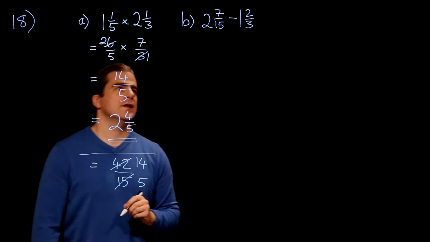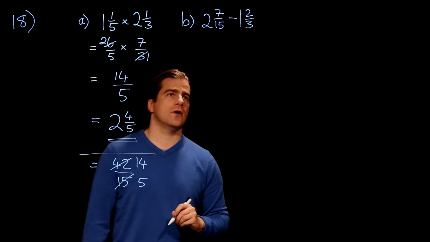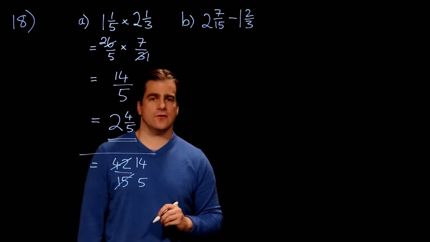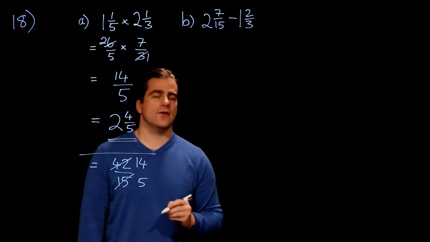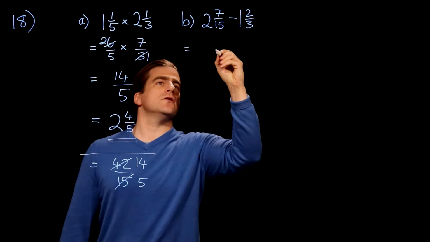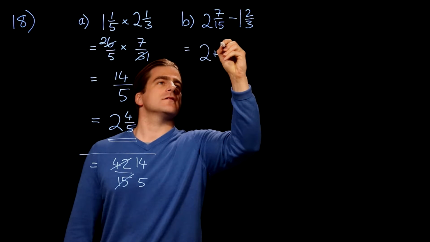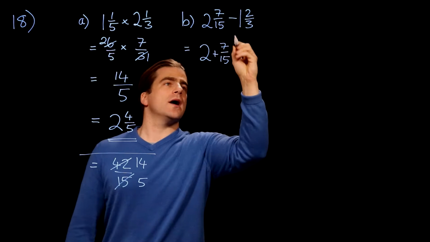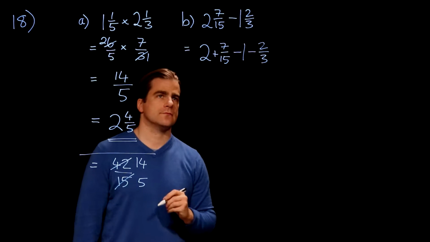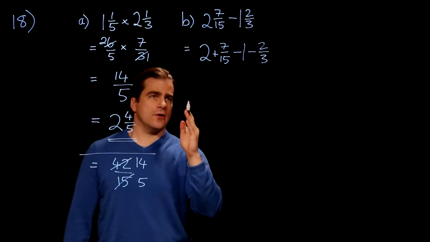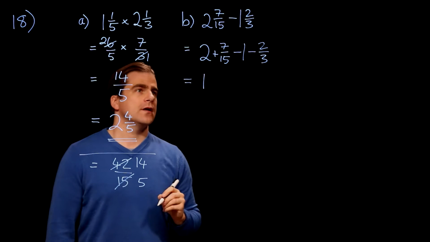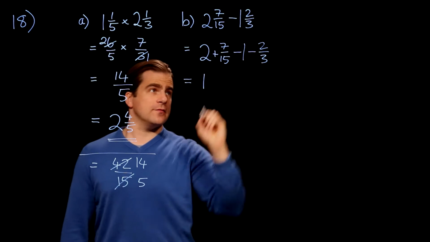Okay, B. 2 7/15 minus 1 2/3. Right. I'm going to show you 2 ways of doing this, and you pick your favourite. The first way is like so. You split it up like this. That is equal to 2 plus 7/15 minus 1 minus 2/3. And you now look at the big numbers and do 2 minus 1 is 1, and we're left with 7/15 minus 2/3.